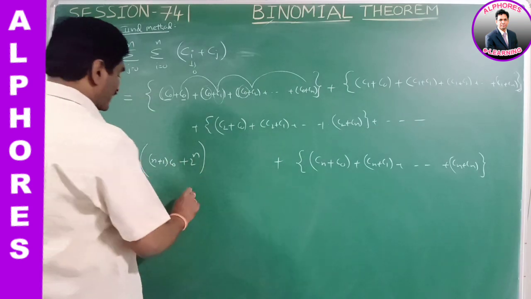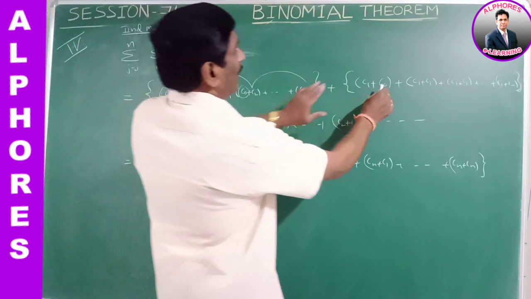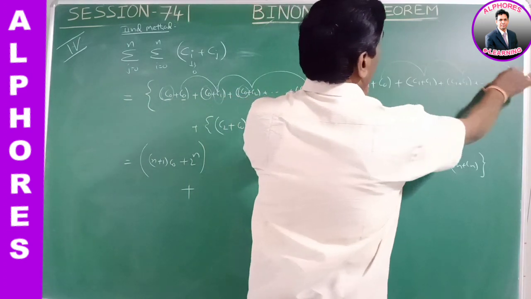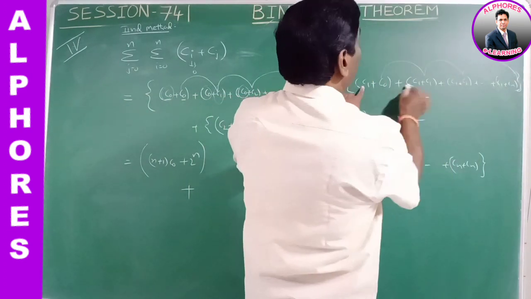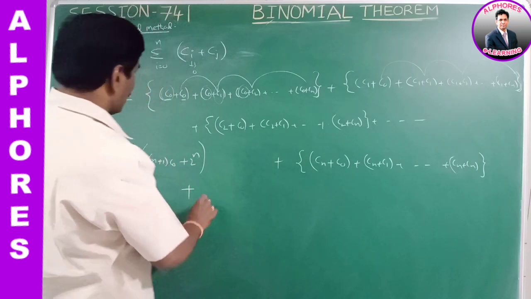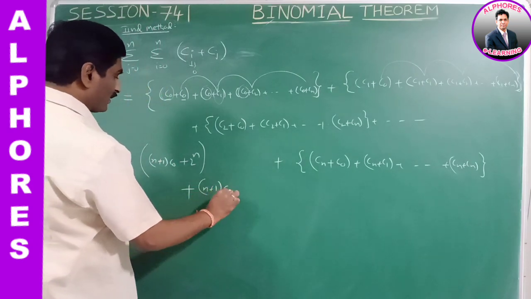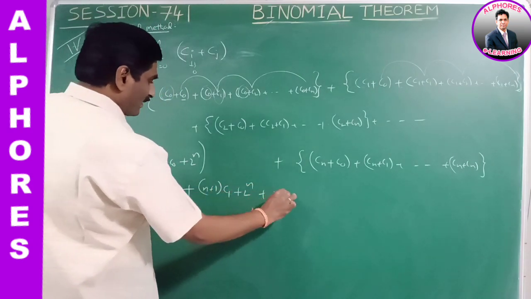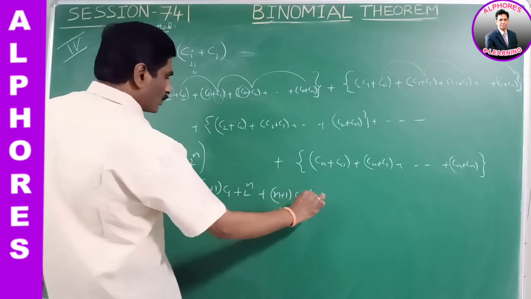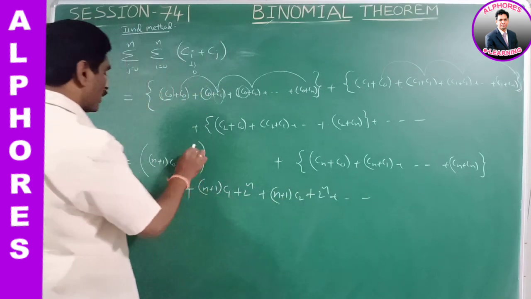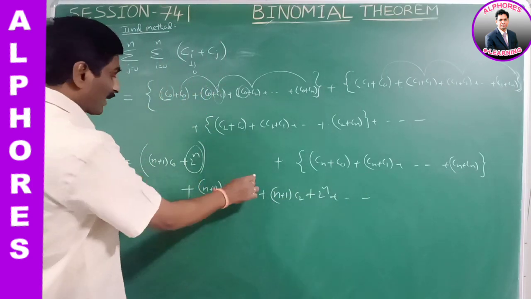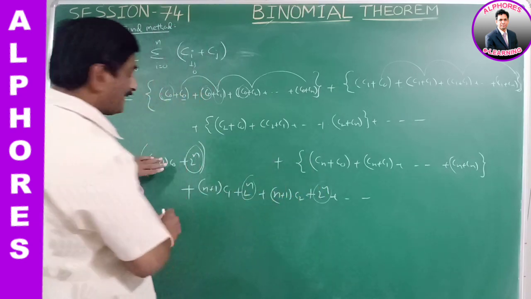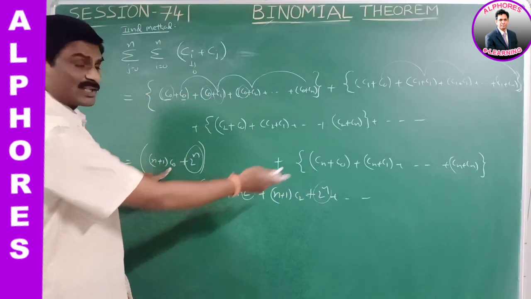Next, what is the next value? Please observe this value. Again C0 plus C1 plus C2 and so on is 2^n. Here C1 is repeated how many times? n+1 times. (n+1) into C1 plus 2^n, plus again (n+1) C2 plus 2^n, and so on. Here 2^n repeats how many times? 2^n plus 2^n plus 2^n, n+1 times, for C0, C1, and so on Cn.